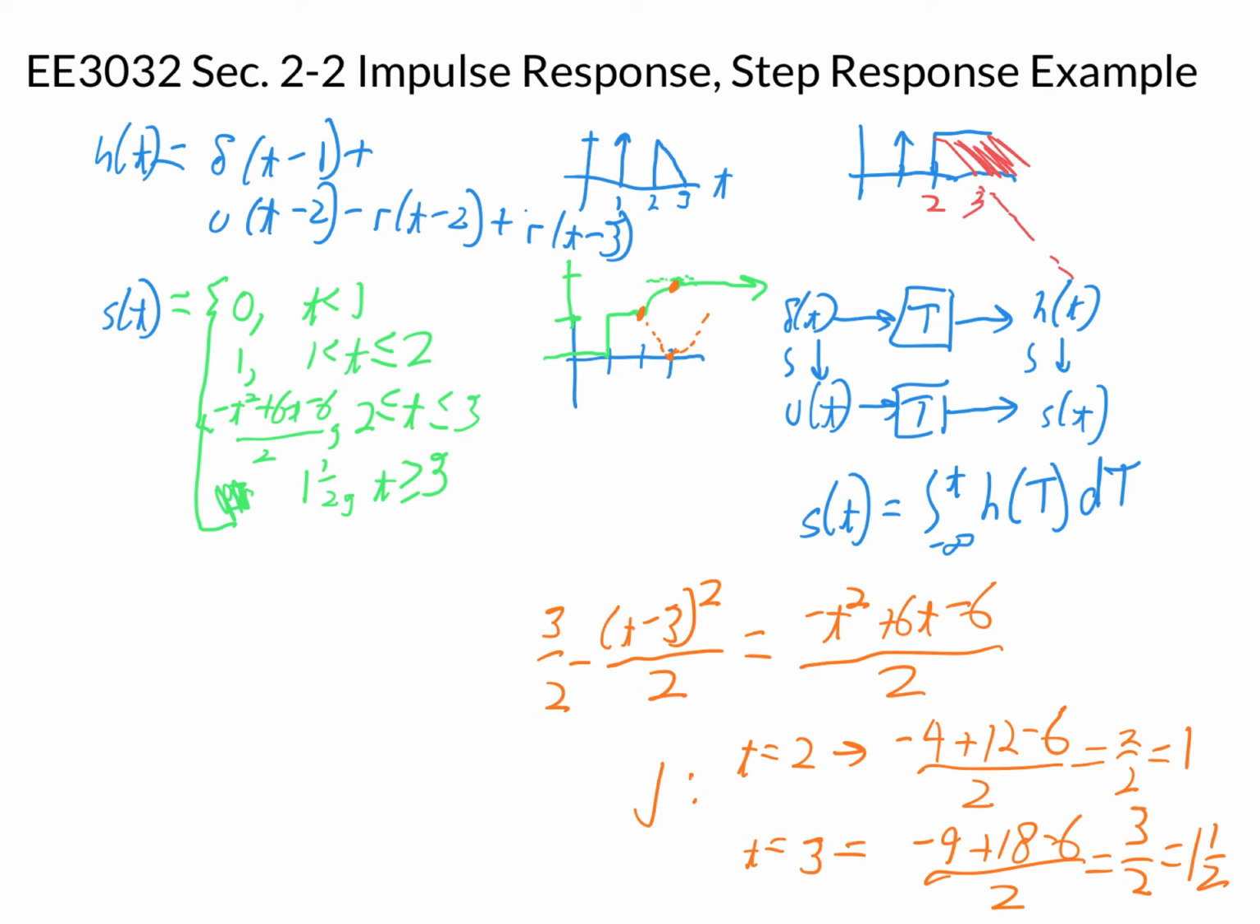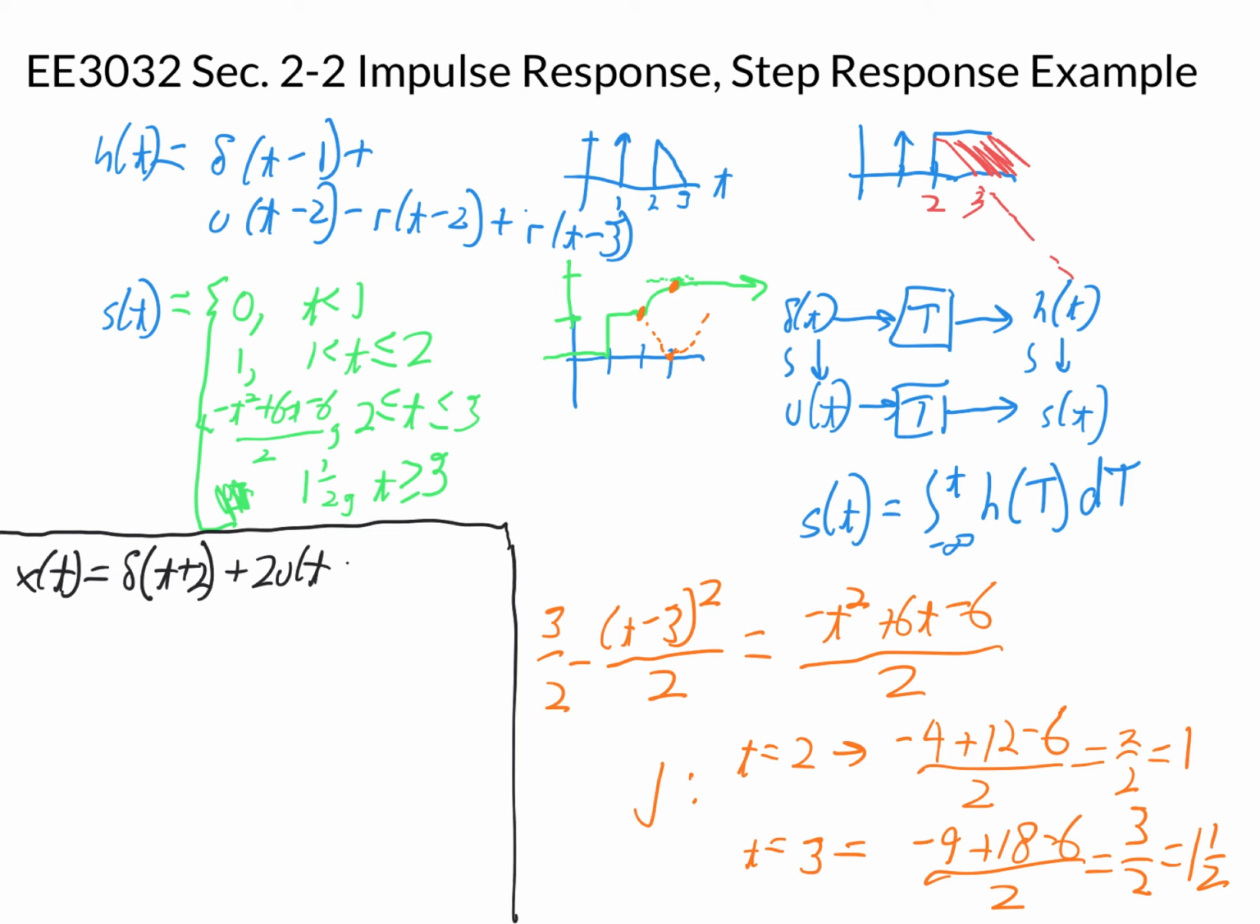Now that we have the step response and the impulse response, we can very quickly construct overall responses to the system without having to go through detailed calculations by using linear time invariant system properties. As an example, let's let the signal x of t be equal to an impulse that occurs at minus 2 seconds, and let it also consist of twice the step function occurring at time equals 2.